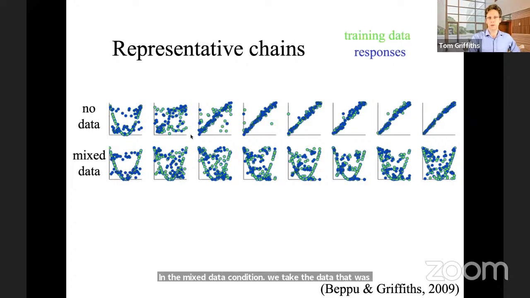In the mixed data condition, we take the data that was generated as predictions from the previous generation, but we combine that together with more data, which is drawn from that underlying quadratic function. So you're getting your own new observations of the quadratic function, but you're also getting these potentially noisy predictions generated by the previous generation. And as you can see, there's basically no improvement in performance across successive generations.